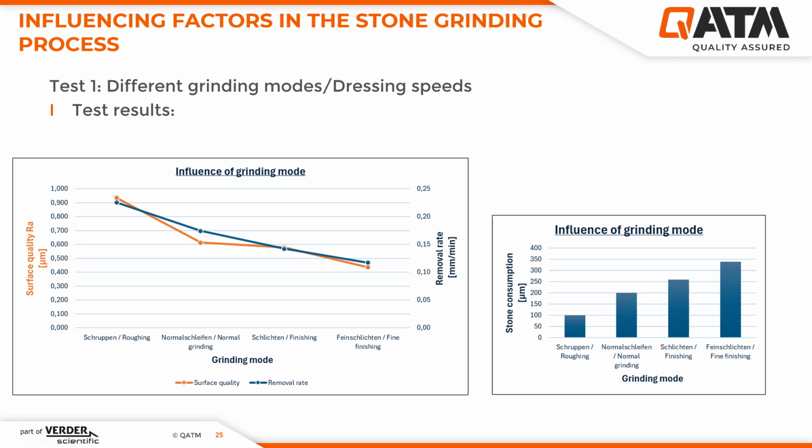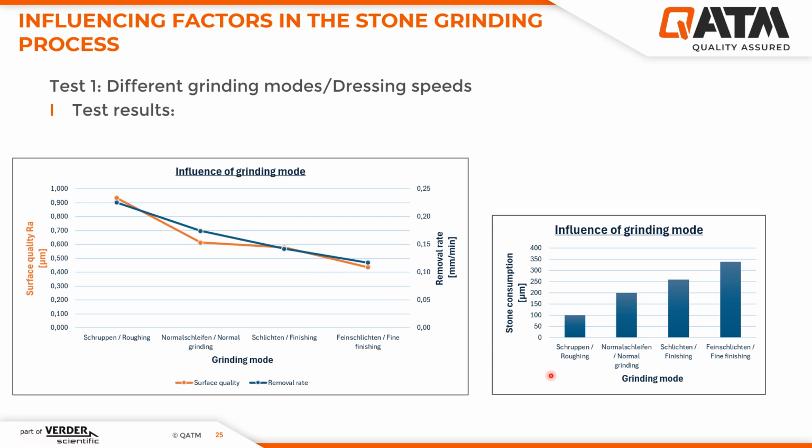If these results are displayed in a diagram, a linear relationship between the removal rate and the surface quality can be seen. In the roughing mode, the removal rate is very high, while the surface quality is very rough with a value of 0.9 micron. Slower dressing speeds affect both the removal rate and the surface quality.